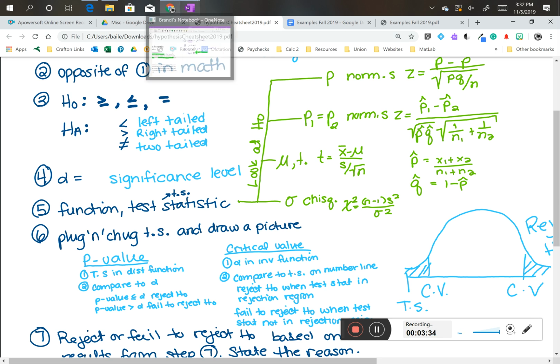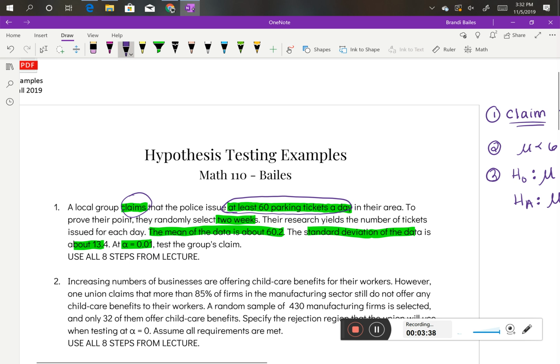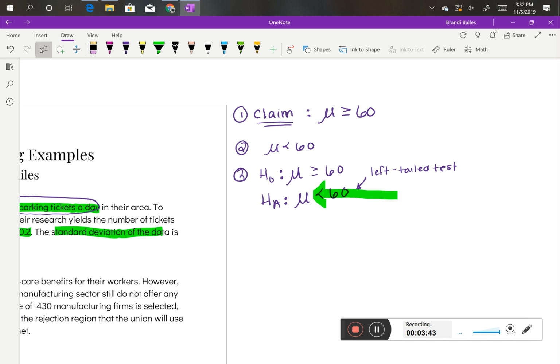Okay, step 4 is to make sure we know the significance level. So looking at this, it told us in plain language that alpha is equal to 0.01, which is nice. Sometimes it will say the significance level. So we just have to realize significance level and alpha are the same thing. So alpha is equal to 0.01.